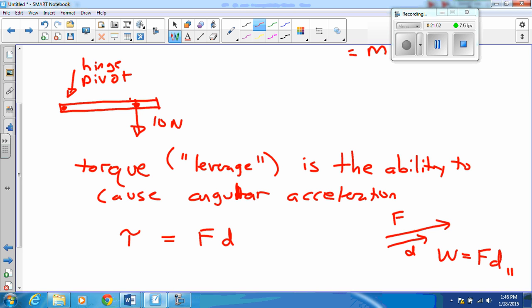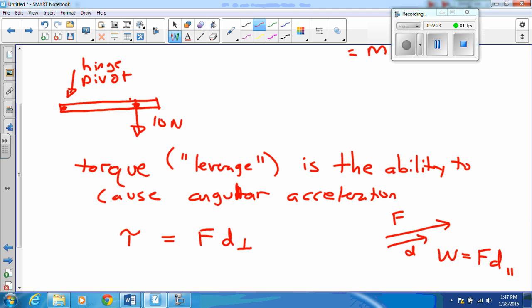Here, in order to exert torque, the force has to be actually perpendicular to the distance over which it is operating, not parallel to. This kind of force doesn't cause any rotation around this point. This kind of force, one that is perpendicular to the distance of operation, does. So the torque is going to be force times the perpendicular component of distance.